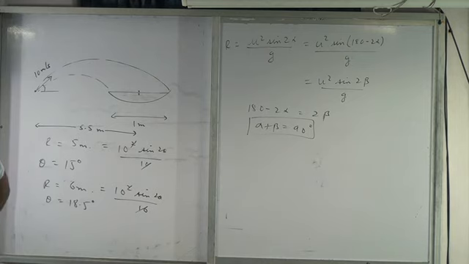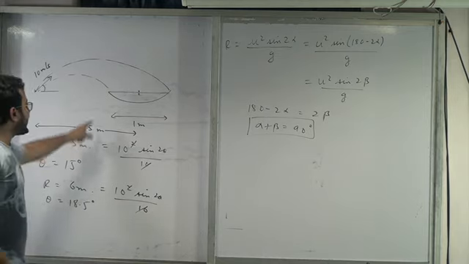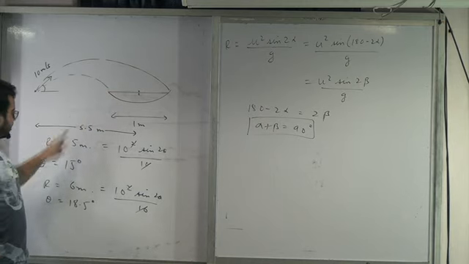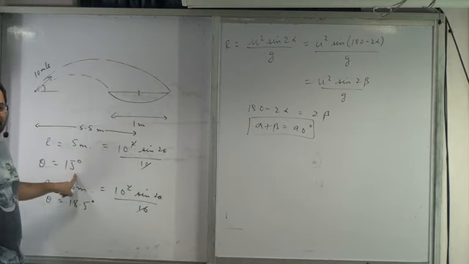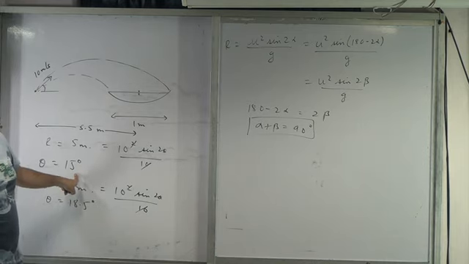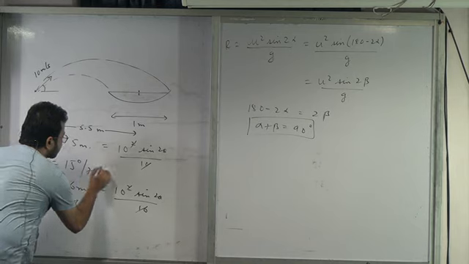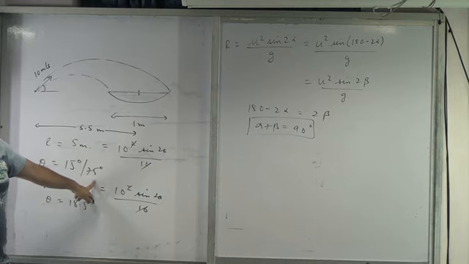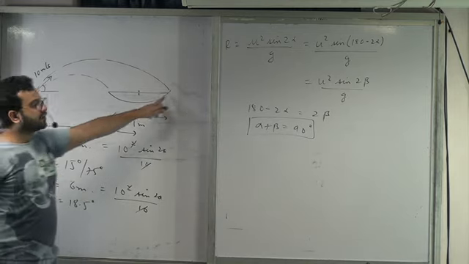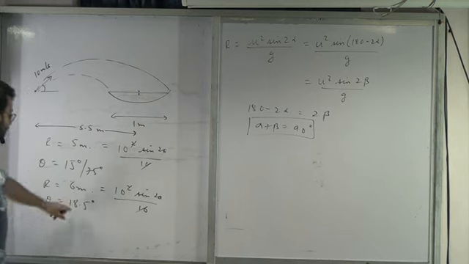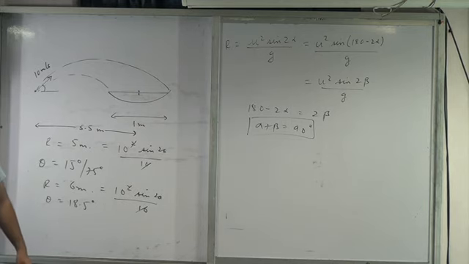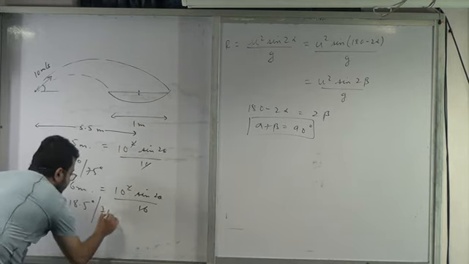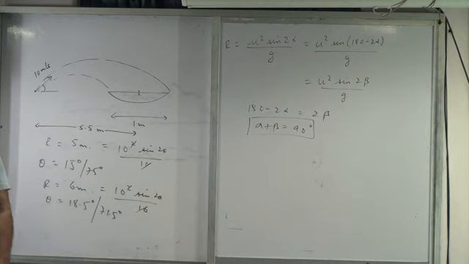If I had a successful shot at 15 degrees, it also means I'll have a successful shot for another angle, 75 degrees. So I'll have a successful shot at this end with 15 degrees as well as 75 degrees. Similarly, I'll have a successful shot at this end with 18.5 degrees and 71.5 degrees. Is that clear?